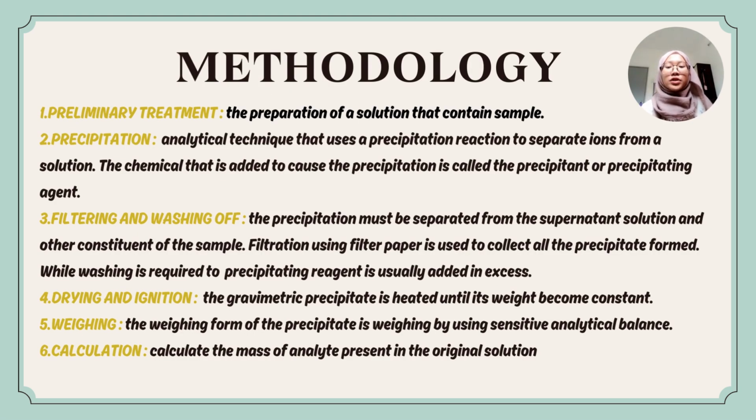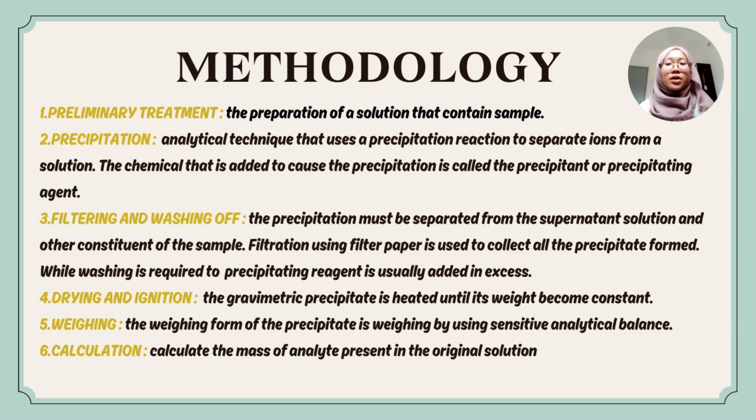So now we proceed to the methodology. First is preliminary treatment. Preliminary treatment is the preparation of a solution that contains the sample. Next is precipitation. Precipitation is an analytical technique that uses a precipitation reaction to separate ions from a solution. The chemical that is added to cause the precipitation is called the precipitant or precipitating agent.